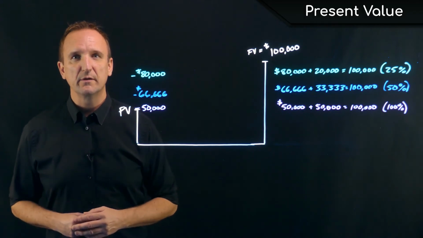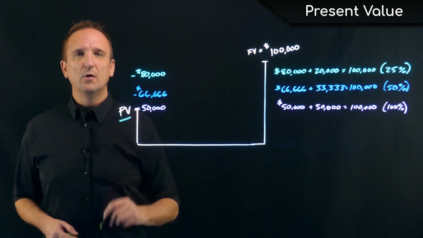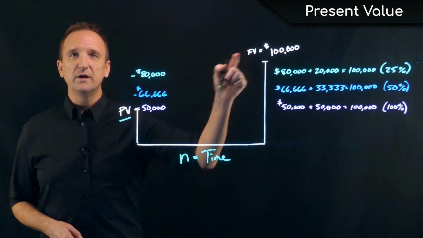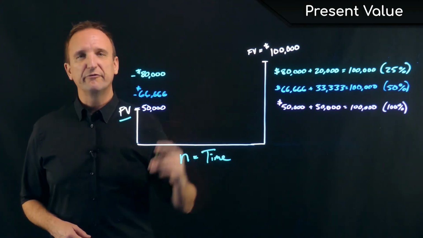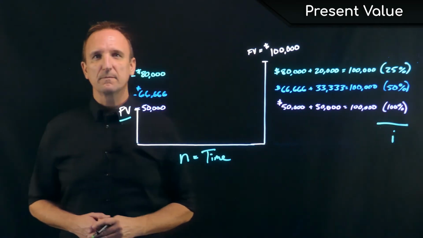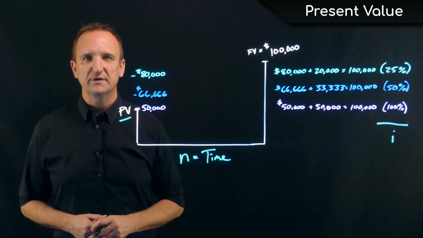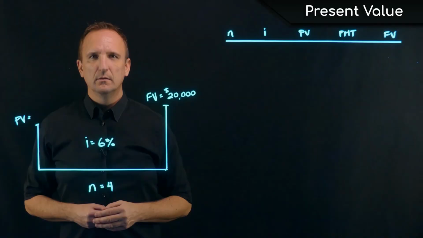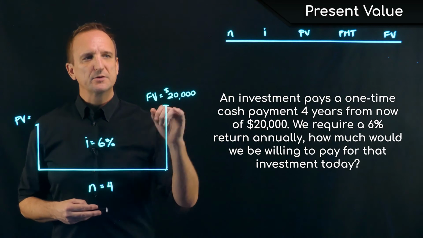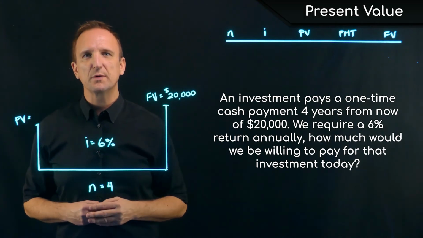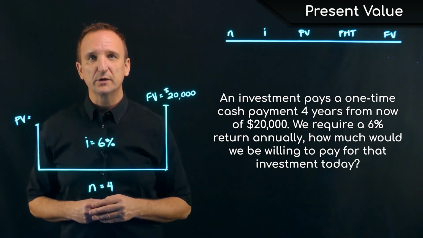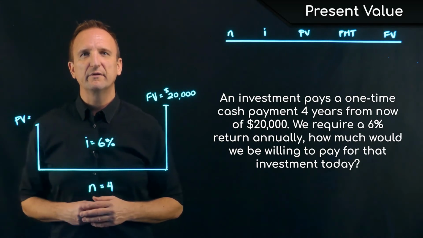So in order to determine the present value of an investment, we need a specific amount of time, and we need a future value or a future series of cash flows, and then we need a required rate of return. And that's the essence of present value. Let's take a look at another example. In this example, we want to know if we have an investment opportunity that's going to pay us a one-time cash payment 4 years from now of $20,000, and we require a 6% return on our investment annually, how much would we be willing to pay for that investment today?